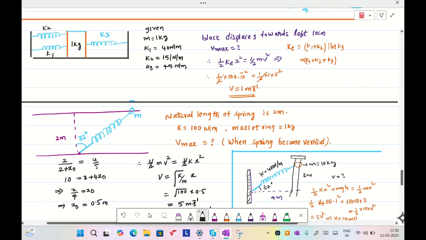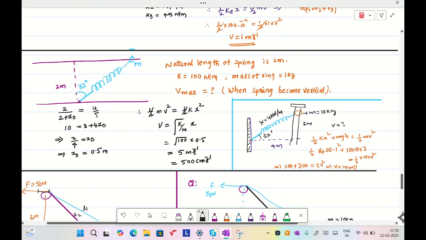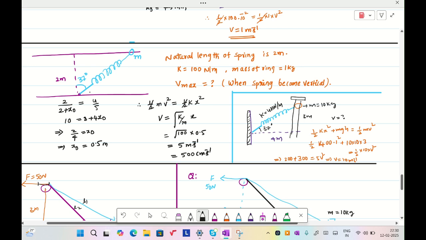And now this model, see here, 2 models I have taken. So here spring one end is fixed here, and at the other end there is a ring of mass m. Now we are releasing after stretching. 2 meters is the natural length of the spring. Natural length of the spring is equal to 2 meters. So now it is stretched and kept here at this point. Now released. So after releasing, it is coming vertically. It is coming to here.